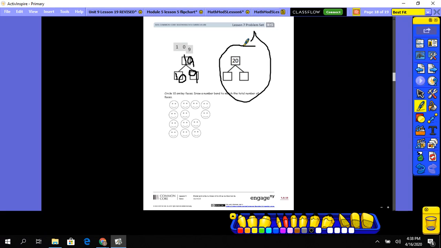Now look at this one. Oh no, this one is very tricky, because I see the number 20. If I had a 20, I have to remember that that means two groups of 10. So one part would be 10. What would the other part be? Yes, the other part would be 10 for two tens.